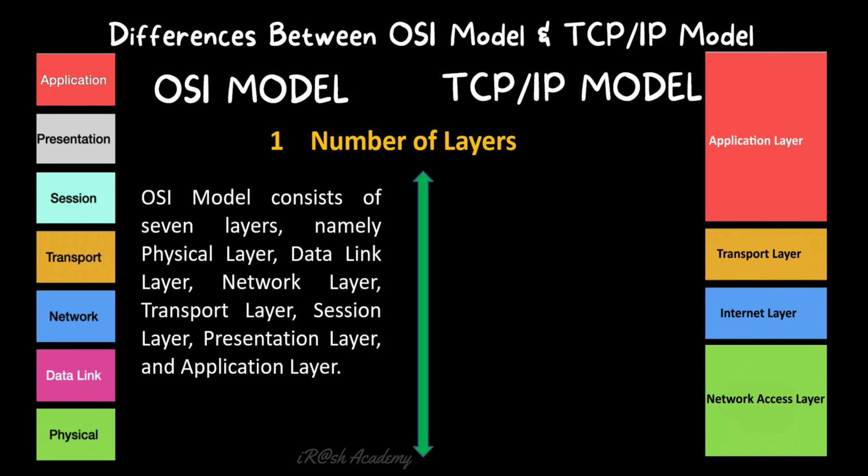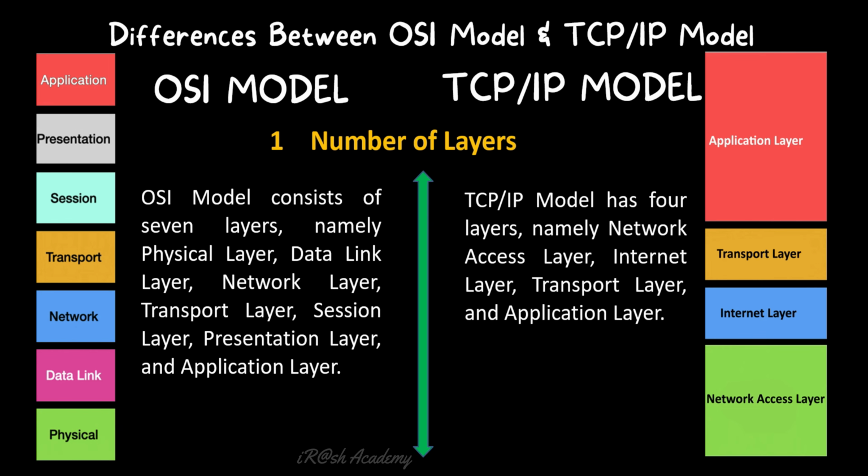In the case of number of layers, the OSI model consists of 7 layers, namely the physical layer, data link layer, network layer, transport layer, session layer, presentation layer, and application layer. But on the other hand, the TCP/IP model has 4 layers only. They are namely network access layer, internet layer, transport layer, and application layer.